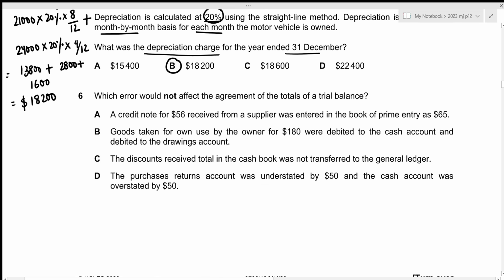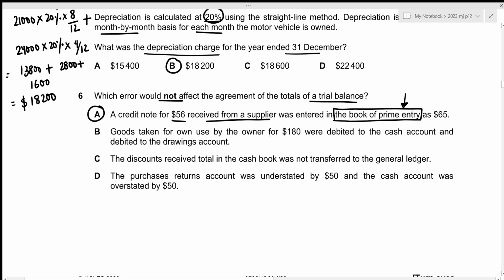Which error would not affect the agreement of the totals of a trial balance? So the first one is a credit note for 56 received from a supplier was entered in the book of prime entry as 65. So we can see that the error is being made in the book of prime entry, which is the error of original entry, which will not be reflected by the totals of a trial balance. So our correct answer is option A. Let's have a look at the remaining options as well.